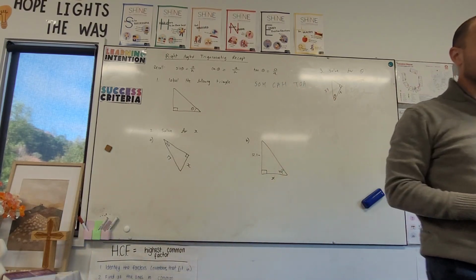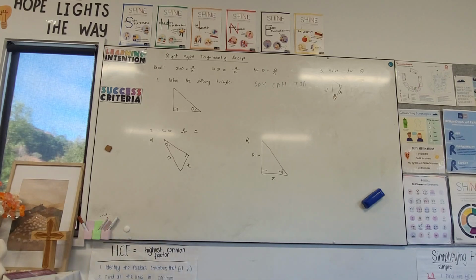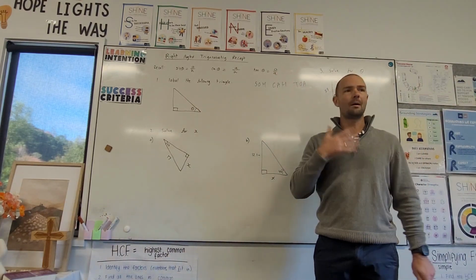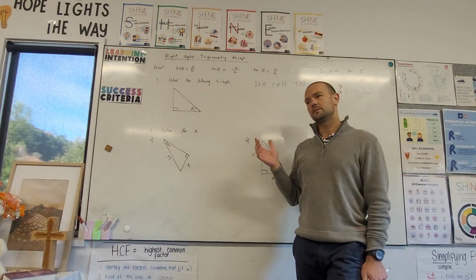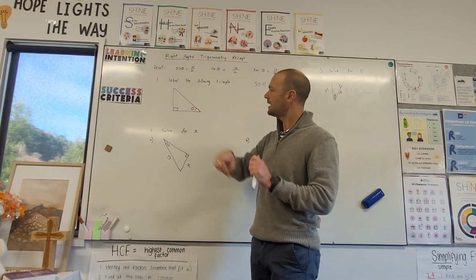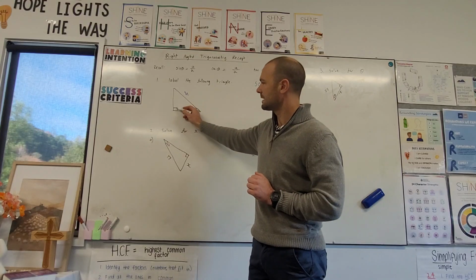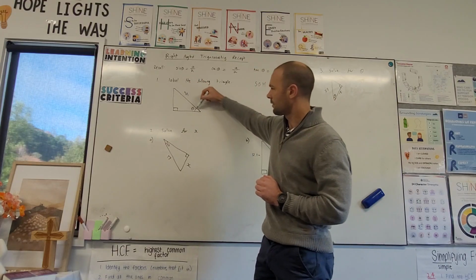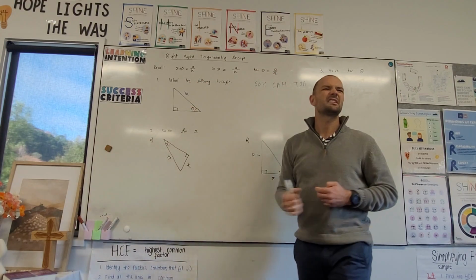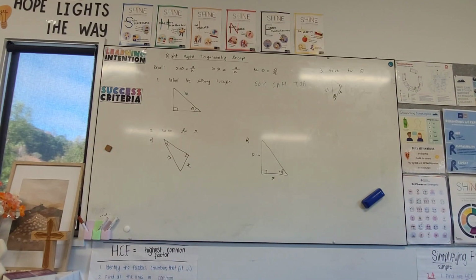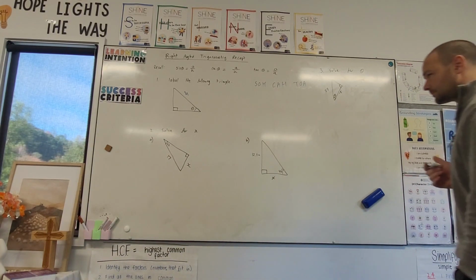Okay, the very first thing we're going to do is label the triangle. We have a right angled triangle here, and we're going to start by labeling the hypotenuse. The hypotenuse is always the longest side, and it's always opposite the right angle. If this is our right angle, the hypotenuse is the longest side that's not touching the right angle. You can think of it like that. It doesn't touch the square angle.